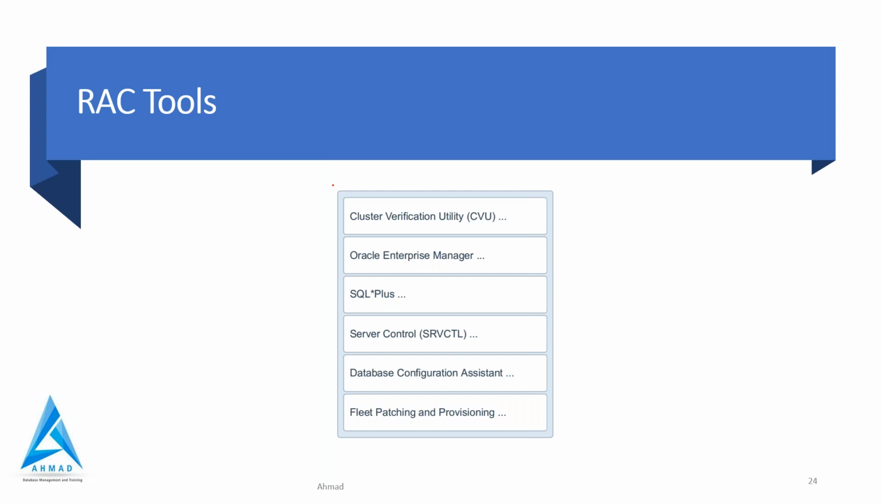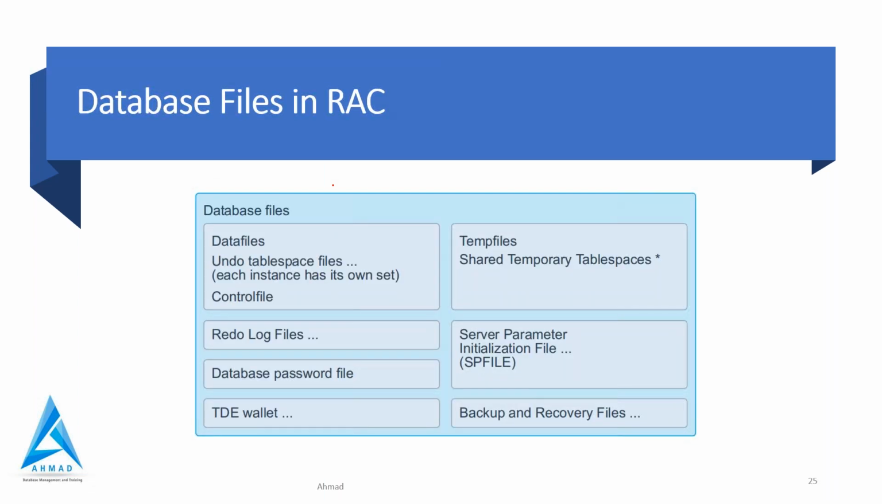So now come to data files in RAC. As we know, we have data files, control files, redo log files, password file, server parameter file, backup and recovery files, and temporary files. So which files are common and which files are separate? Each instance must have access to all the data files, including the data files associated with undo tablespaces, and control files.